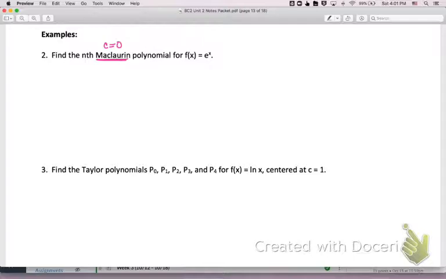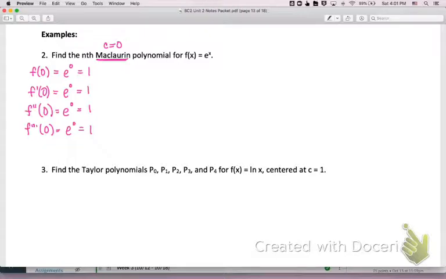So we know that f of 0 is going to be e to the 0 power, so that is 1. F prime of 0 is also going to be e to the 0 power, equals 1. F double prime of 0 is also going to be e to the 0. Because remember, when we keep taking the derivative of e to the x, it's always going to stay e to the x. So every single time, these are all going to be equal to 1. So here is how this is going to set up.